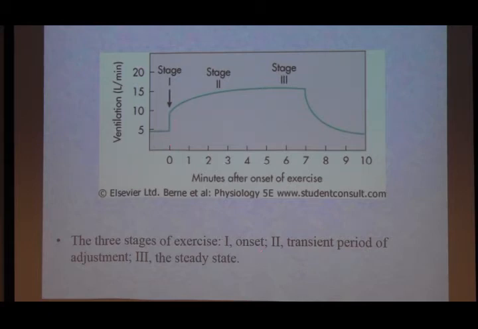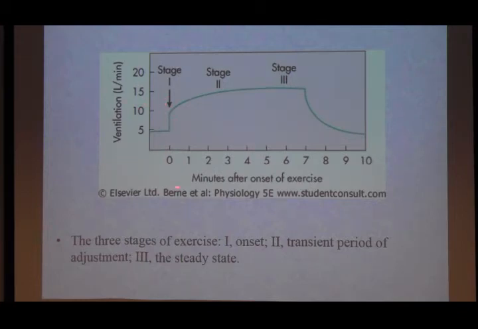And it's probably mostly cortical in nature. Just the thought of exercise on its own will cause an increase in ventilation, and that's mostly because the cortex is stimulating the DRG and preparing you for the exercise bout. So you definitely see a quick increase at the onset.